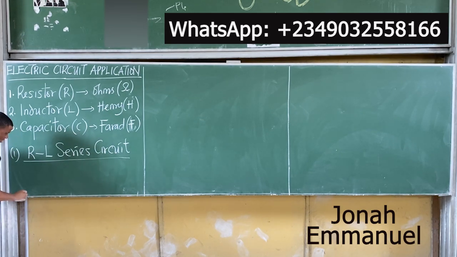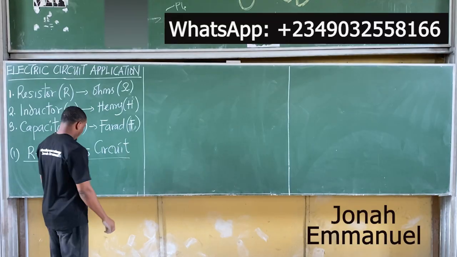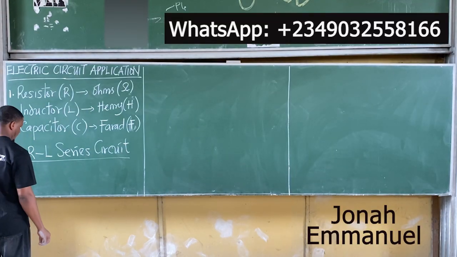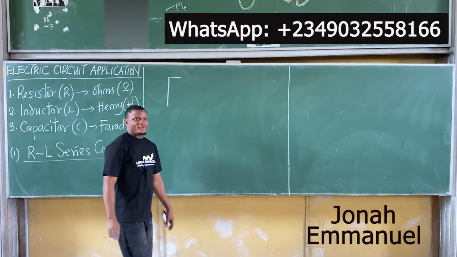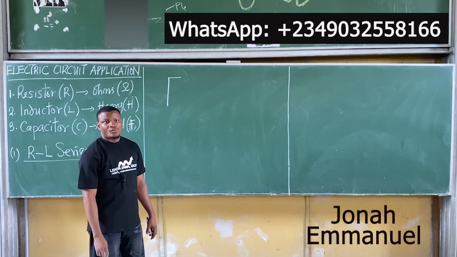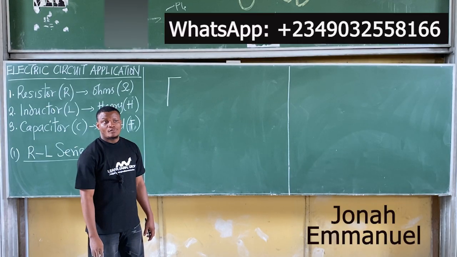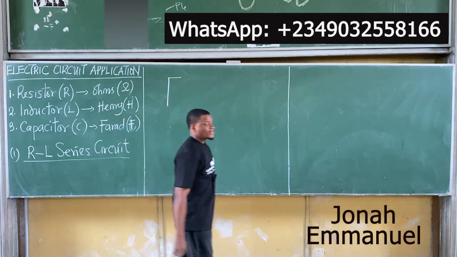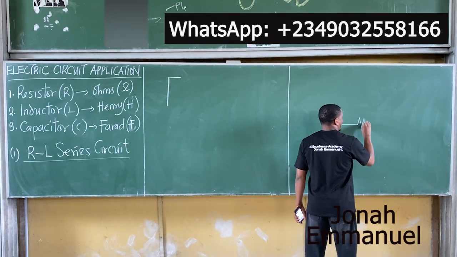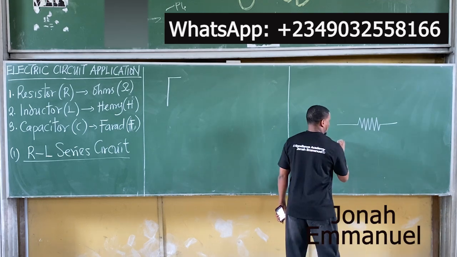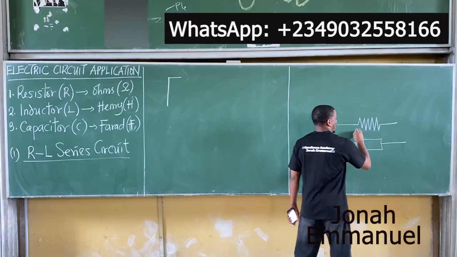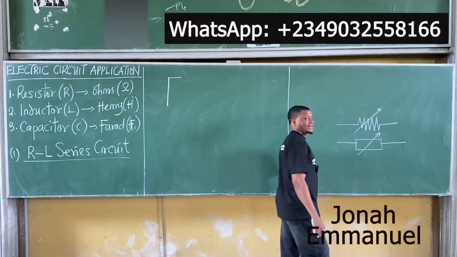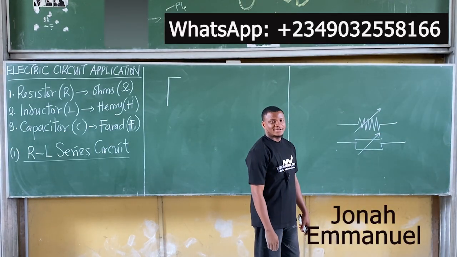Just for space sake, let me do it here. What's the circuit symbol for a resistor? There are two circuit symbols for a resistor. The first one is this one here, the zigzag. The second one is this, just this. When you have this, what's it called? That's a variable resistor, also called a rheostat.